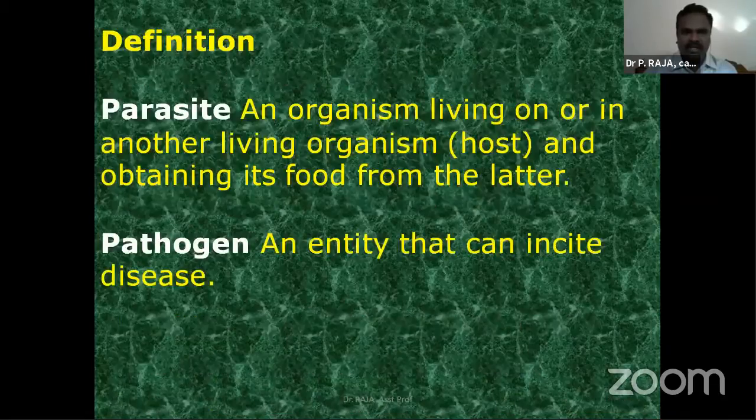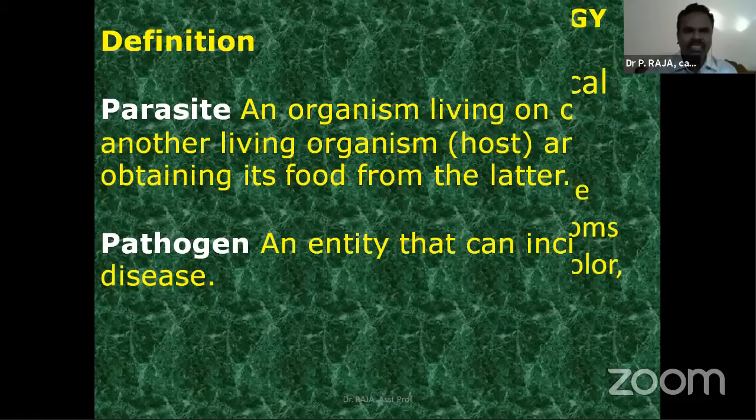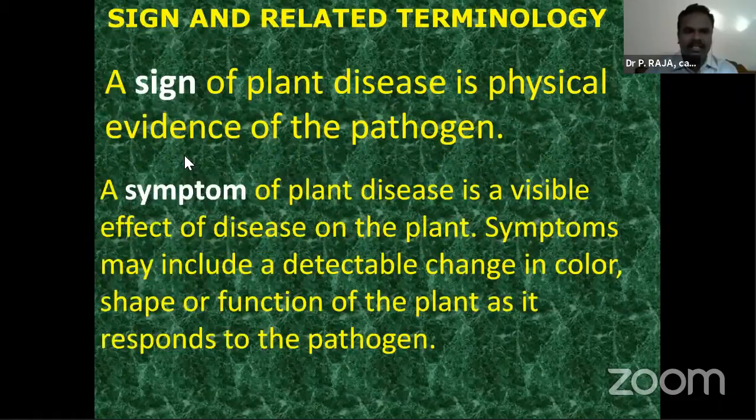A parasite is an organism living on another organism, the host, and obtaining its food from the latter. And the pathogen is an entity that can incite the disease. Here the pathogen is a living organism; it may be fungi, bacteria, virus, or viroids. Sign comes in the later part. First, the symptom expression. As I said earlier, when the pathogen starts attacking the host, as a result of continuous irritation to the host, it expresses some condition that is called a symptom.